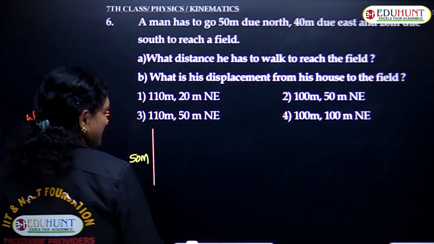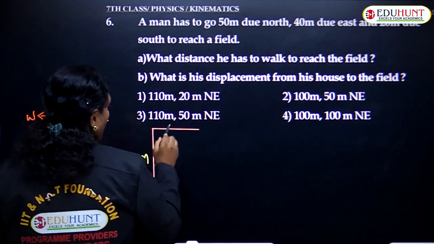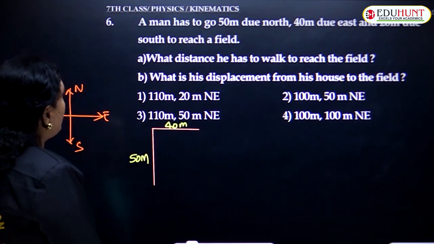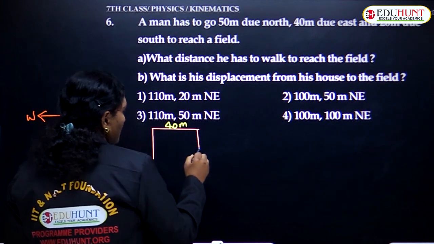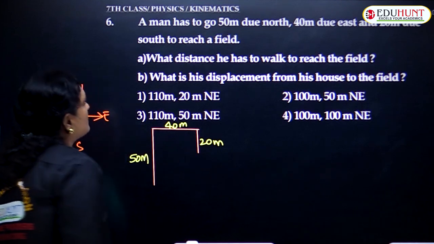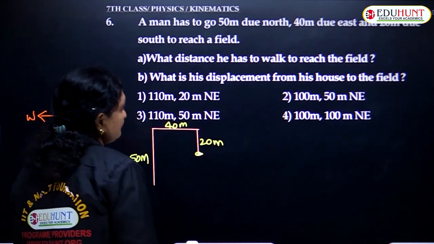40 meters due east. East means this direction. So how much was given? 40 meters due east. And again 20 meters due south. From here again he has to cover 20 meters due south. This is what was given to reach his field. His field will be somewhere here.